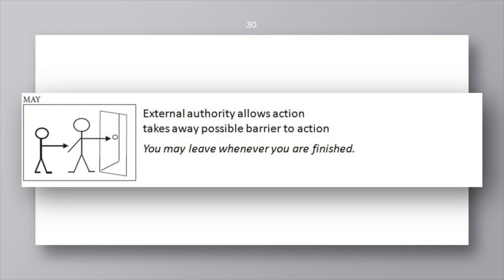In this picture, he's opening the door basically, so there's like a mental barrier stopping you from doing something. That's why may is the most formal way to ask for permission.